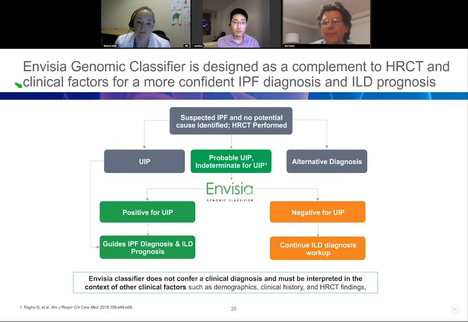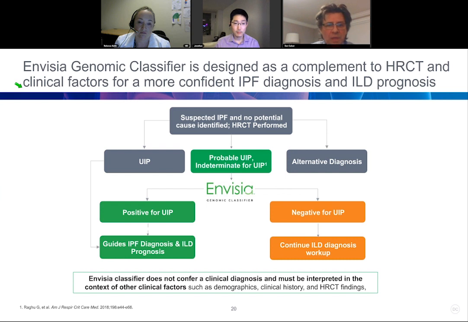So we really look at this as a complementary test. This is one more tool you have in your toolkit to improve your confidence. Because what we're really doing in the interstitial lung disease diagnosis is we're trying to get confident enough about a particular diagnosis that additional testing is unlikely to be helpful for the patient, either for prognostication or for management.